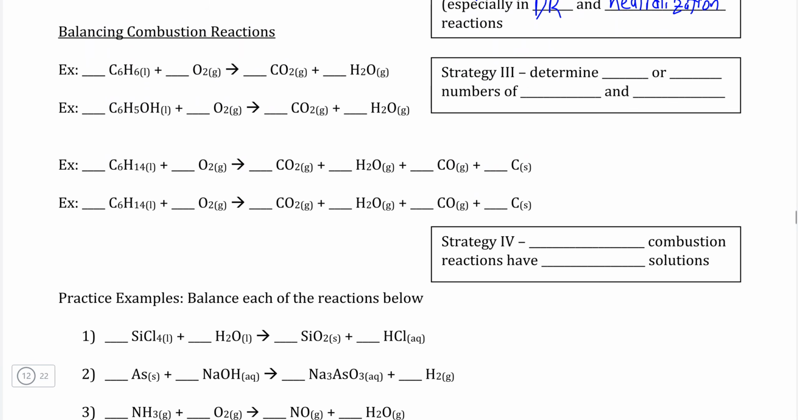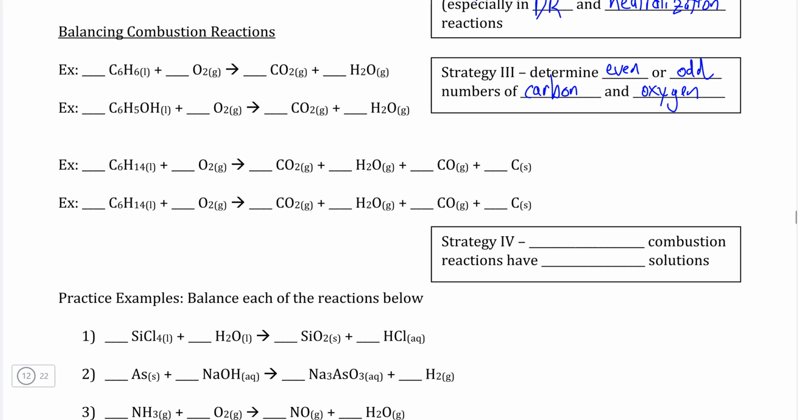Now, the last set of strategies all concern combustion reactions, which many students will agree is among the most challenging types of reactions to balance, simply because you're going to be dealing with large balancing coefficients. And one strategy that we can use to speed up this process is to determine whether our reaction requires an even or an odd number of specific atoms, specifically an even or an odd number of carbon and oxygen atoms within the reaction.